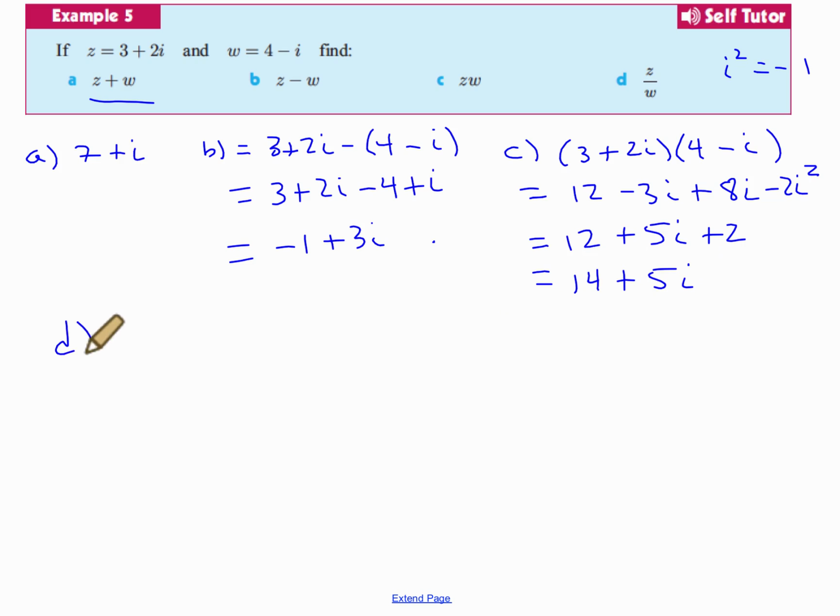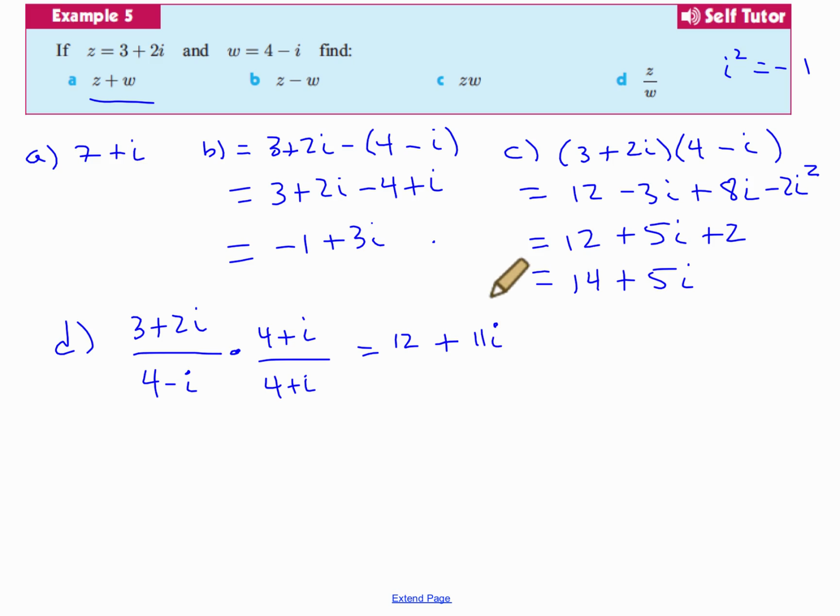And then to simplify d, z over w, so that would be 3 plus 2i over 4 minus i. What we want to do is get the i out of the denominator. So we're going to multiply by the complex conjugate of 4 minus i, which is 4 plus i. So we would have 12 plus 3i plus 8i is 11i. Hope I'm not making mistakes. 2i times i is plus 2i squared all over.